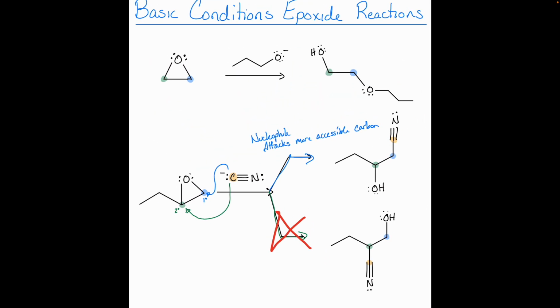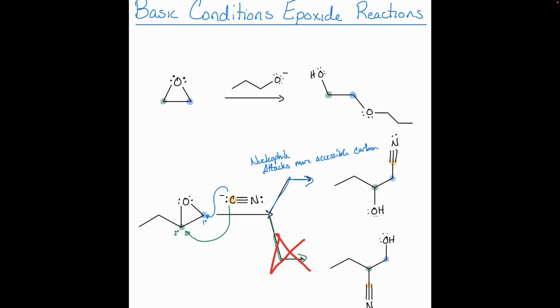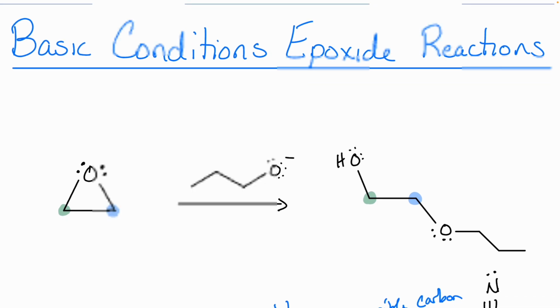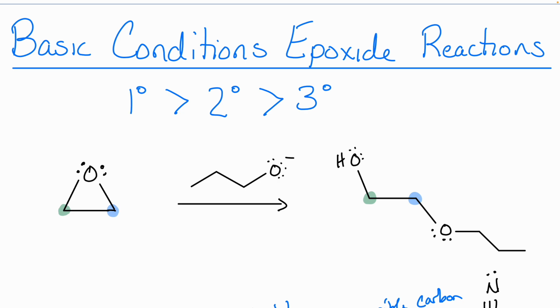So under basic conditions for our epoxide reactions, we can just very simply say that primary carbons are favored over secondary carbons, which are favored over tertiary carbons in terms of where that nucleophile attacks.